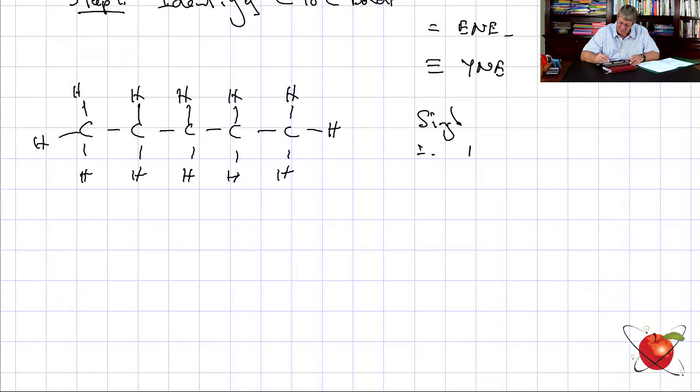Therefore, it is an ane. The family name is an ane. The prefix, the name that comes in front, we're going to get to in a minute. Okay? In any event, this is pentane. Pent means 5 carbons. It's an ane is its surname. It's a pentane because there's 5 of them.